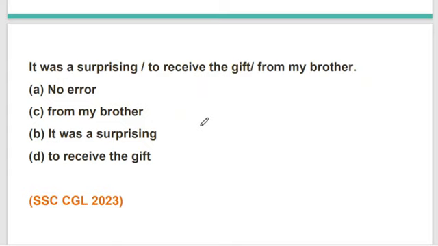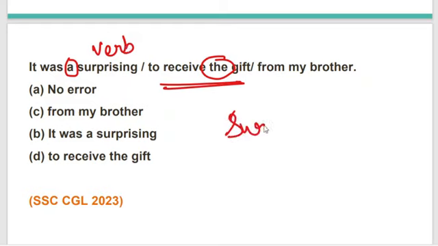It was a surprising to receive the gift. See, we are talking about receiving the gift, and we are specifying the gift. The. Now, how come we use a before it? Because surprising is a verb. Oh my God, I'm so surprised to see you. So surprised, surprising, these are nothing but verb itself.